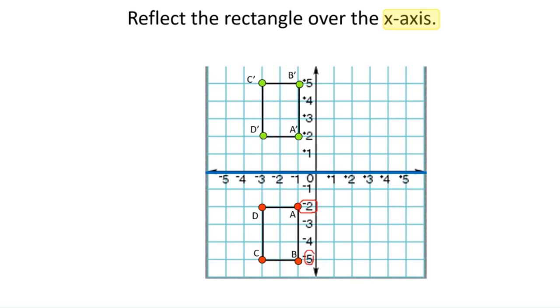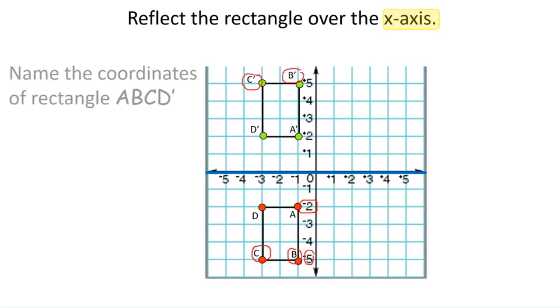Now notice this time when we draw our rectangle, it looks the same as our original pre-image. So how do we know that this is a reflection instead of a translation? Well, notice that B and C, which were the bottom of the rectangle, are now the top of the rectangle. So we know that it has been flipped over.